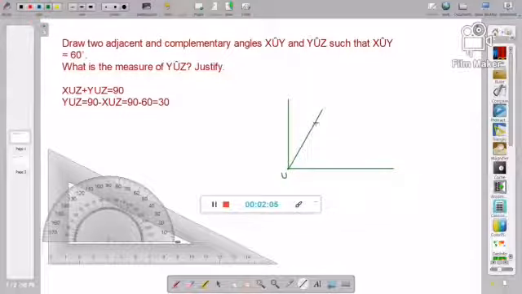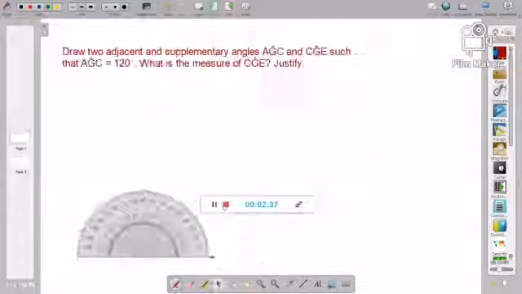Because they are adjacent, this is the common side, UY. This was 60. So here it is X, UY 60, and still here I have Z. YUZ is 30 degrees.